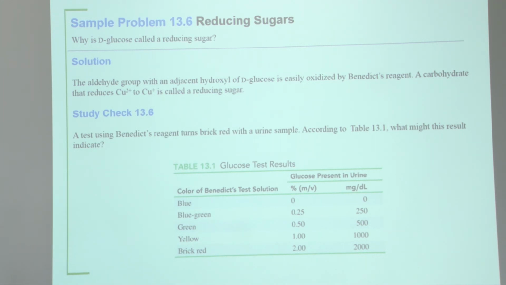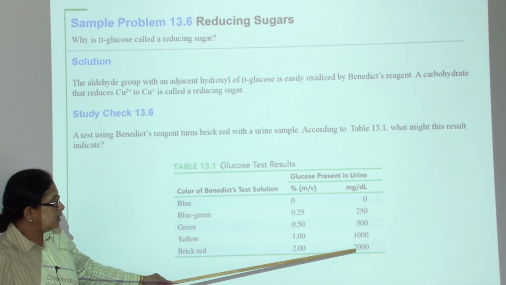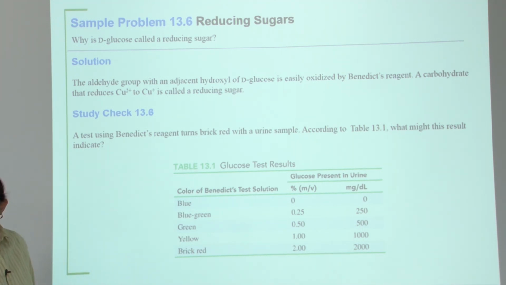A test using Benedict's reagent turns brick red with a urine sample. What might this result indicate? The brick red result indicates the presence of 2,000 milligrams per deciliter of sugar in the urine, and that's what it indicates.